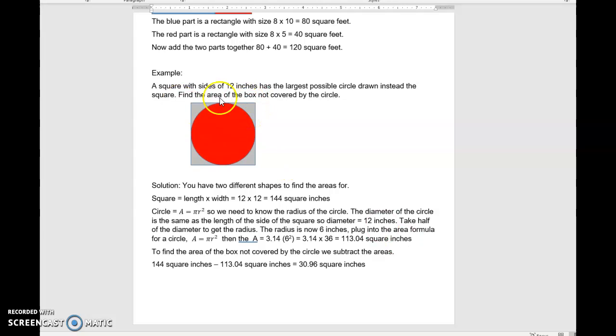Now to find the area not covered by the circle, all I've got to do is subtract them. So I take the area of the square minus the area of the circle, and I get 30.96 square inches, which is the amount in gray that you can see outside the circle. So you may have to do a combination of problems. You may have to use one formula, then use another formula to finally get your final answer. So good luck on this section.